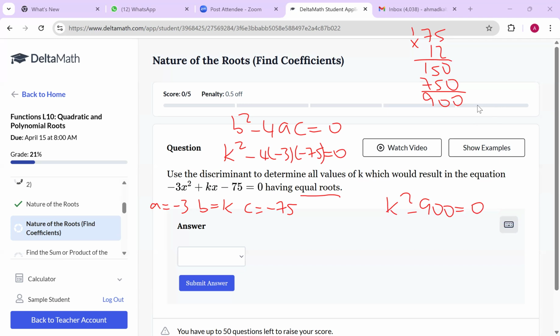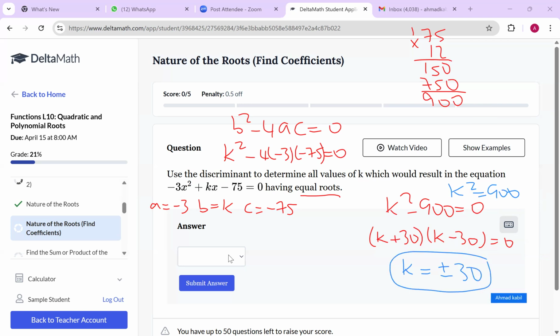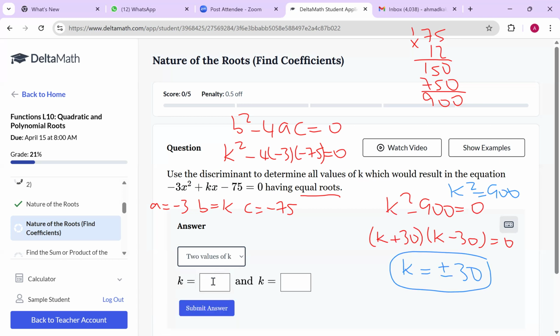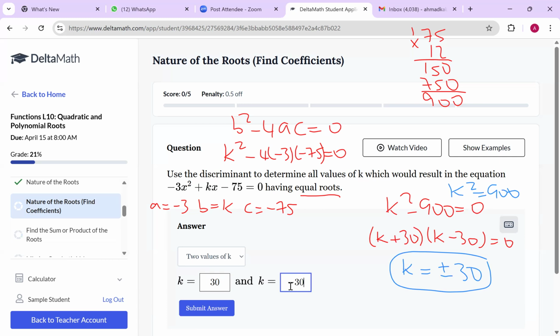And of course, you can either factorize using difference of two squares, k plus 30, k minus 30, or you can just say k squared equals 900. Either way, the values of k will be positive and negative 30. So we have two values of k: 30 and -30.